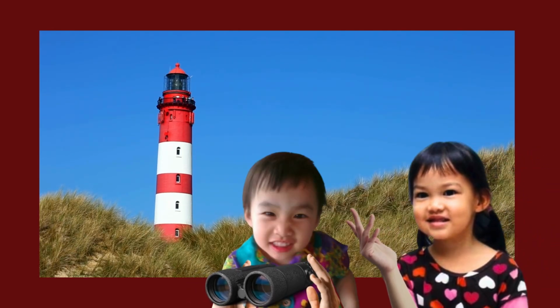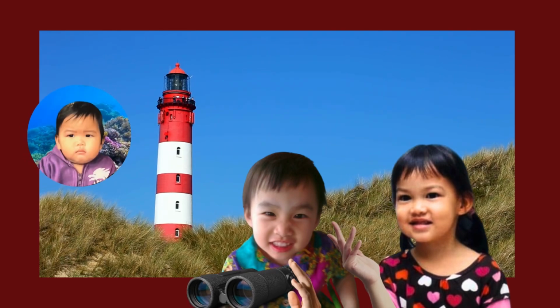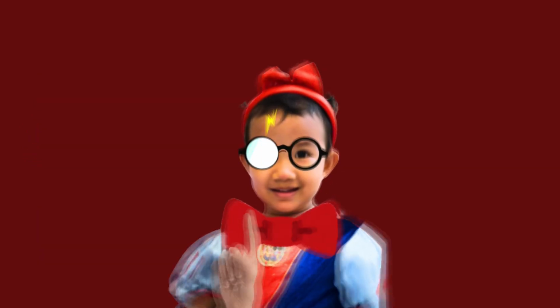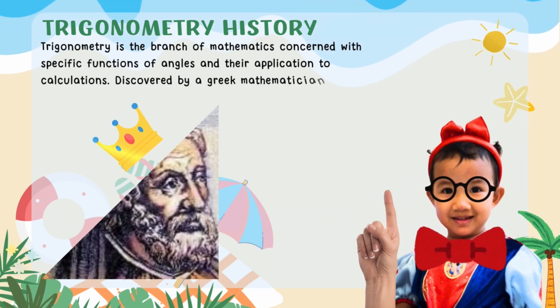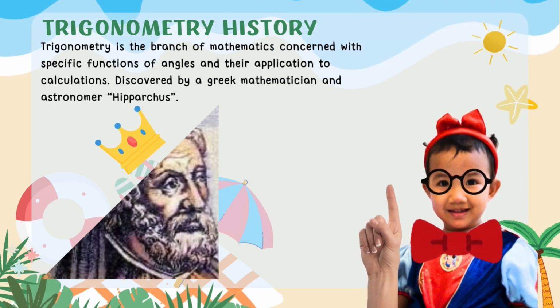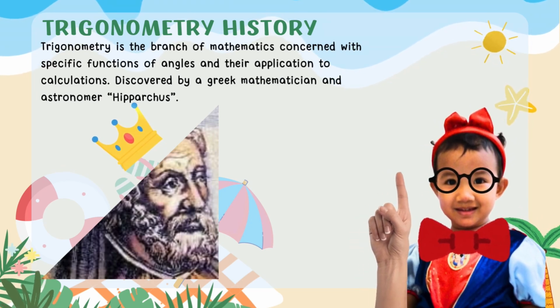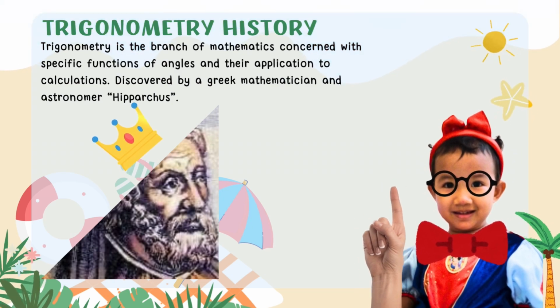Now wait just a minute there. Didn't we just do a test about this? Man, have you already forgotten? Now, you little duckling, settle down and listen here. Let me remind you about the trigonometry theorem. First, you're probably wondering, what is trigonometry? Trigonometry is the branch of mathematics concerned with specific functions of angles and their application to calculations. Discovered by a Greek mathematician and astronomer, Hipparchus.